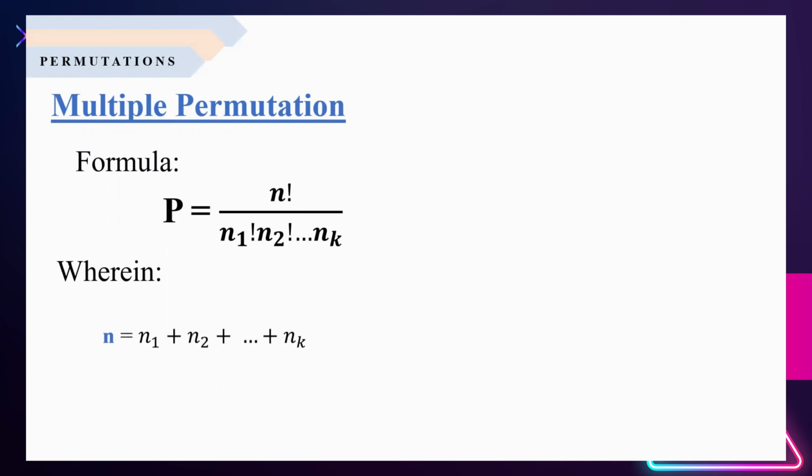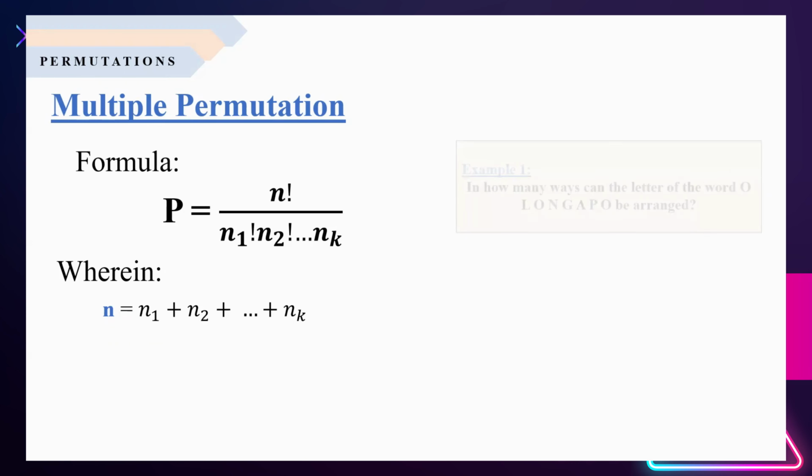Next is a multiple permutation. Ano naman ang gagamitin nating formula kapag ang problem ay patungkol sa multiple permutation? Permutation is equal to n factorial all over the product of n sub 1 factorial, n sub 2 factorial until n sub k, wherein n is equal to the sum of n sub 1 plus n sub 2 plus n sub k. So ano naman yung mga problem na halimbawa na gagamitan natin ng multiple permutation na formula?